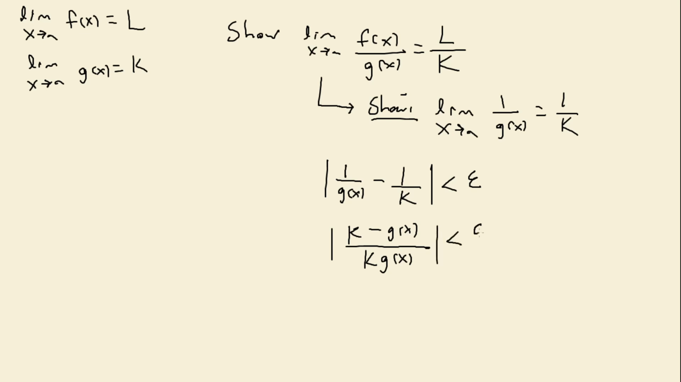It's going to be an epsilon. Actually, I'm just going to leave off the epsilon for now and just deal with this expression, because we're going to have to manipulate it a little bit in order to prove this. Now, what I'm seeing is how we can pull this apart up here. When you have the absolute value of this over this, this is going to be equal to 1 over the absolute value of k times g of x, times the absolute value of k minus g of x.